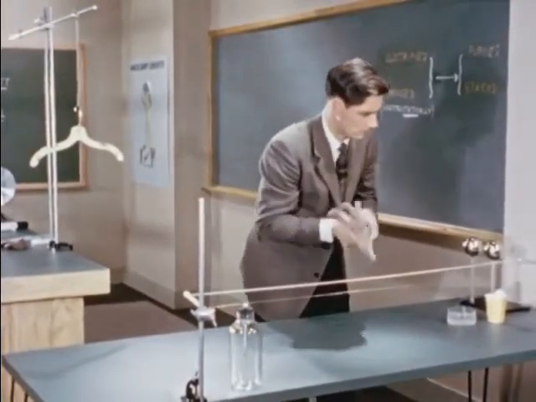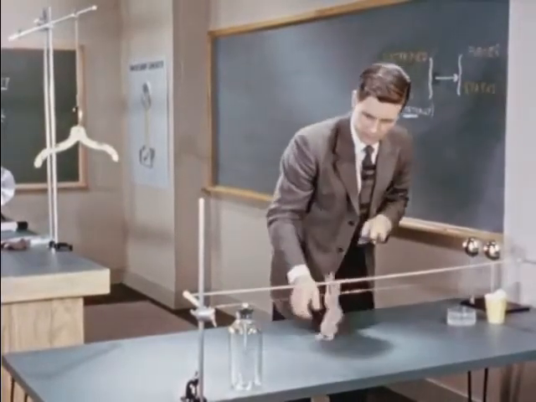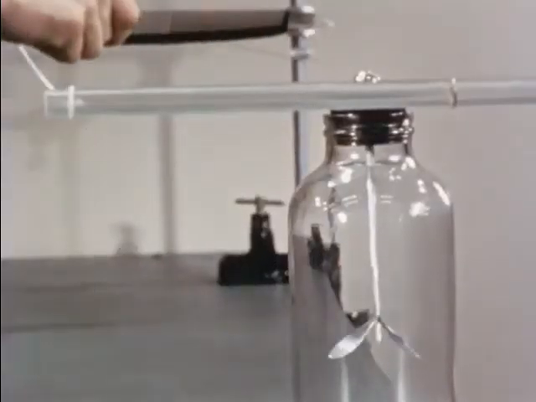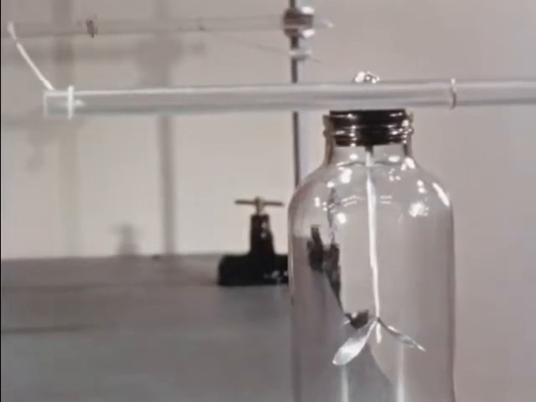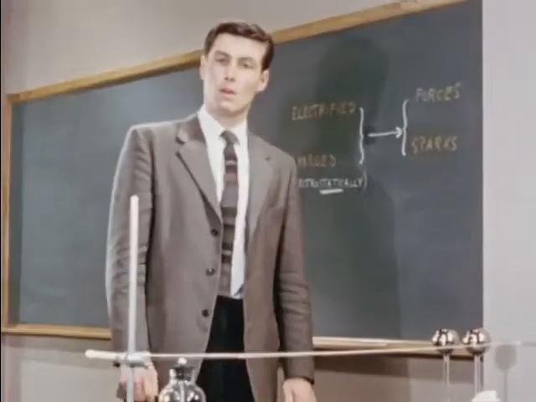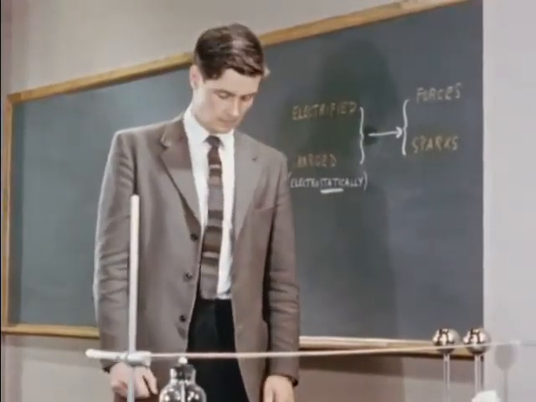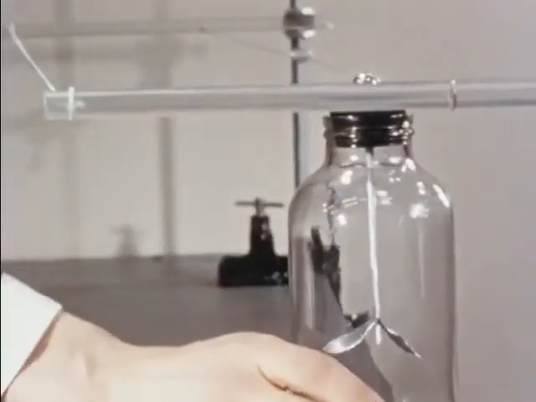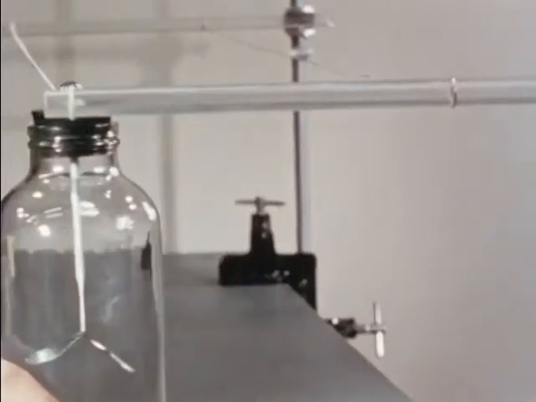Now watch. I'm charging the comb, and I touch the wire. The charge on the sphere is instantly shared with the leaves. All metals are good electrical conductors. Now here we have a string instead of the wire.